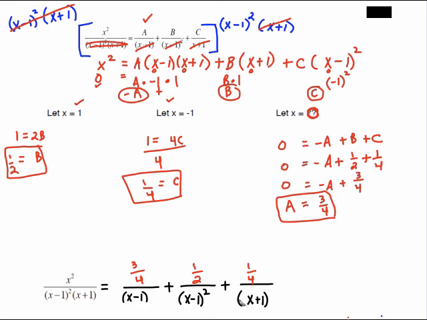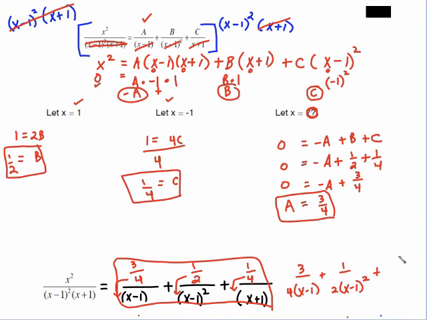This is perfectly acceptable for MATLAB, but you may be in a different course with a different book that's going to ask you to simplify even further, where these denominators here will come down to the bottom. If I were to go through the steps of simplifying a complex fraction, you'd see that's what happens. So you could write it as 3 over 4 times x minus 1 plus 1 over 2 times x minus 1 squared plus 1 over 4 times x plus 1.